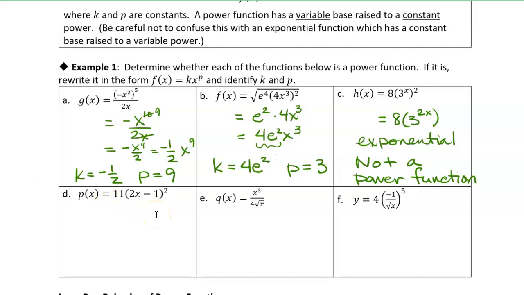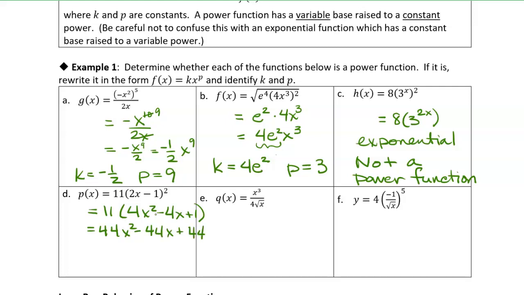All right, let's look at this next one. We have 11 times the whole quantity, 2x minus 1 squared. Now, there's some things we can do to rewrite this. We could expand that square, right? And we get 4x squared, and then first times last times 2 gives us minus 4x, and then plus 1. And then we could distribute the 11, and we get 44x squared minus 44x, and then plus 44.